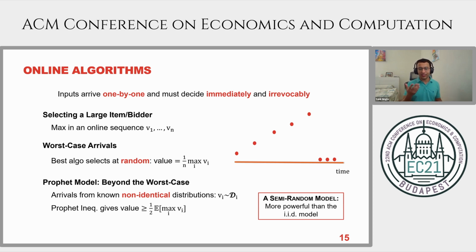So the way to interpret this prophet model is, although you're making more assumptions, it's helping you go beyond the worst case. In the worst case model, the best you could have done is choose one of these numbers at random, which gives you an n approximation, but now you're getting a 2 approximation. And you can also think of it as some kind of a semi-random model, which is more powerful than IID.